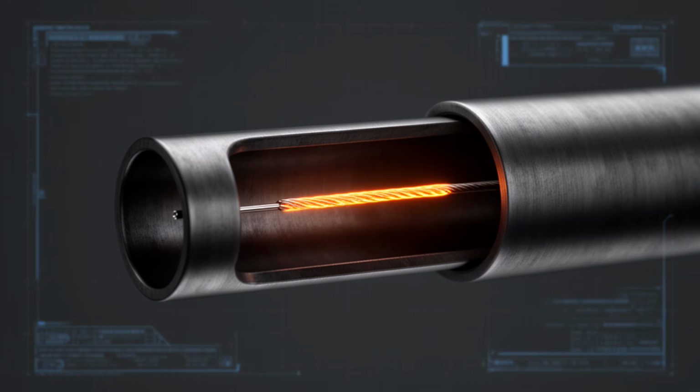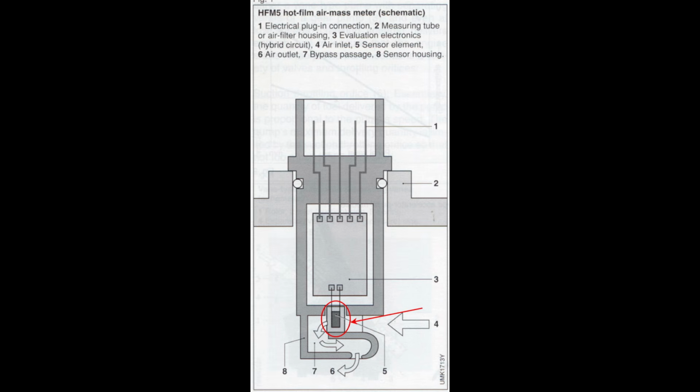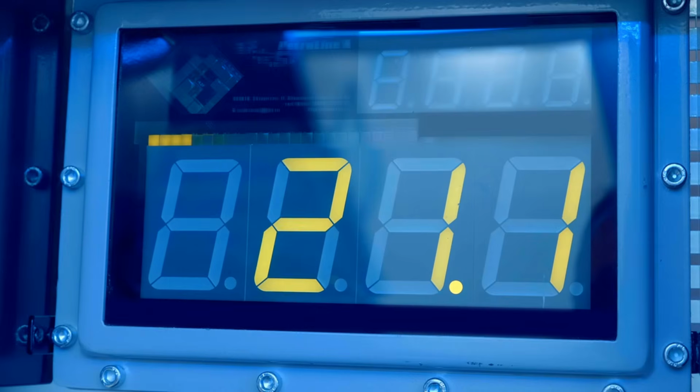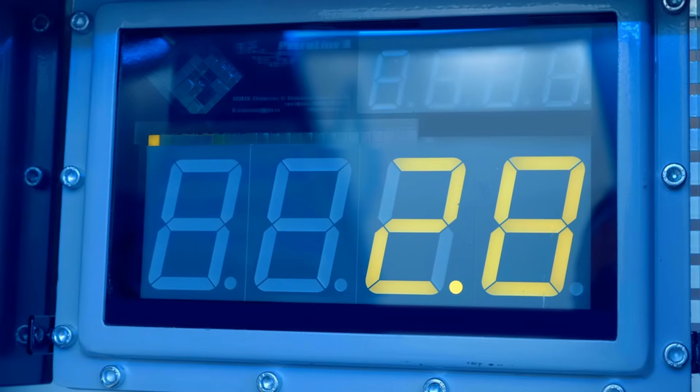The MAF sensor operates on the hot wire anemometry principle. Inside the sensor housing, there is a platinum or platinum alloy filament. In modern sensors, it is typically a film element on a ceramic substrate rather than a freestanding wire, but the operating principle is identical. This element is electrically heated to a precisely controlled temperature above ambient air temperature.